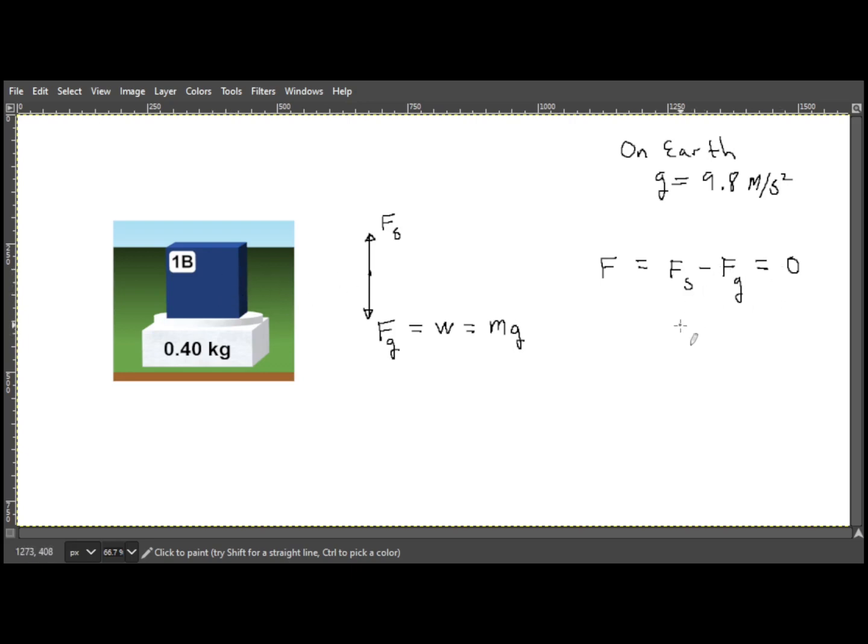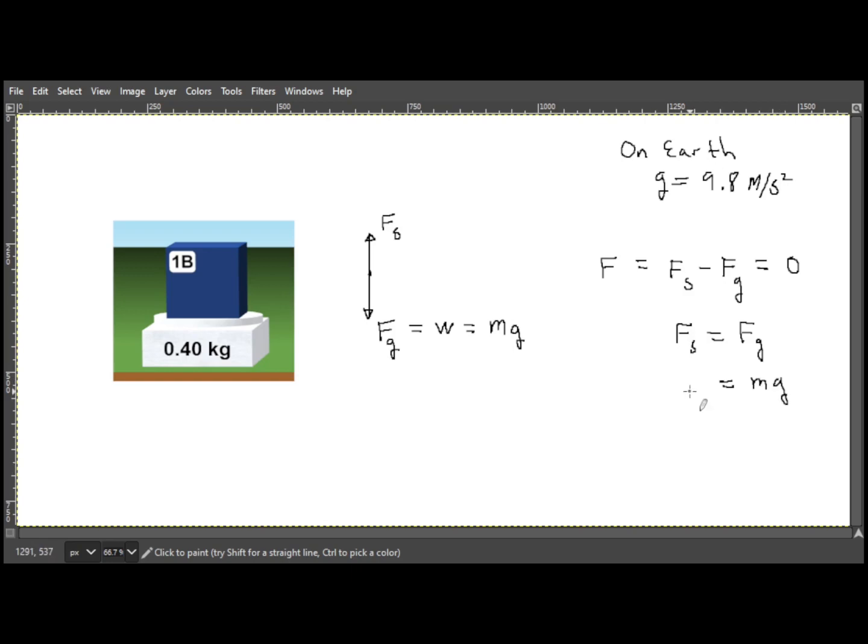Okay, so it's pretty simple then. The scale force is equal to the weight of gravity. One minus the other equals 0 means those two things are equal to each other. So the scale force is equal to the gravity force, which is mass times gravity.